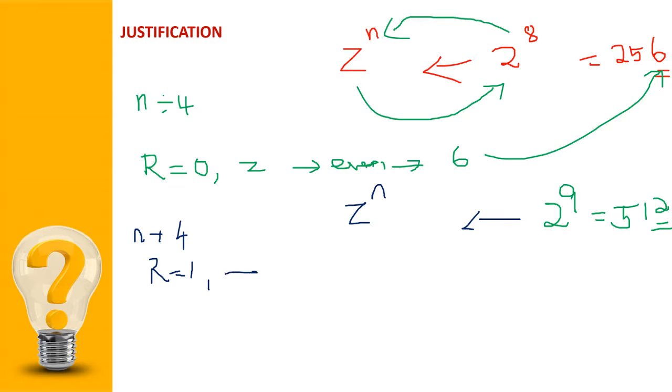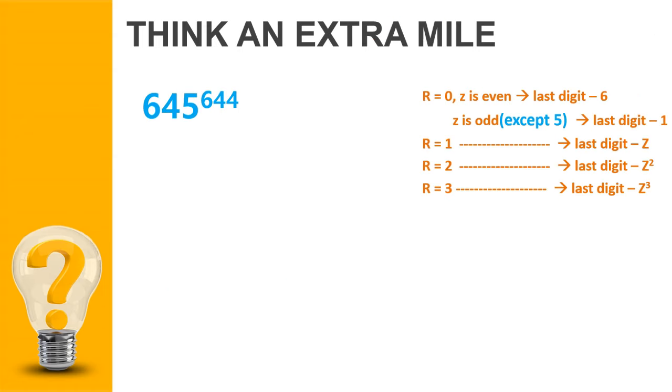So since the remainder is 1, it has to be z. That is, the last digit has to be z, which is nothing else but 2. Right? I believe this concept should have convinced you. Now let's go the extra mile.